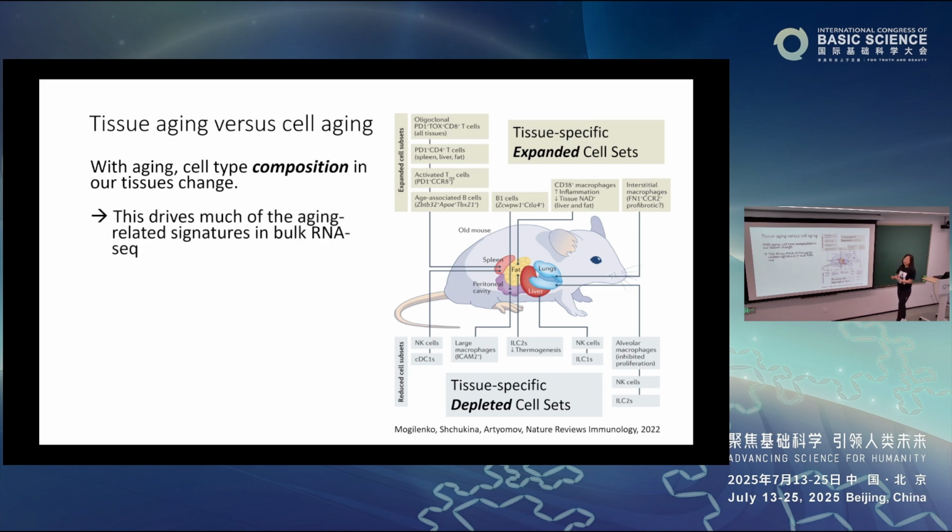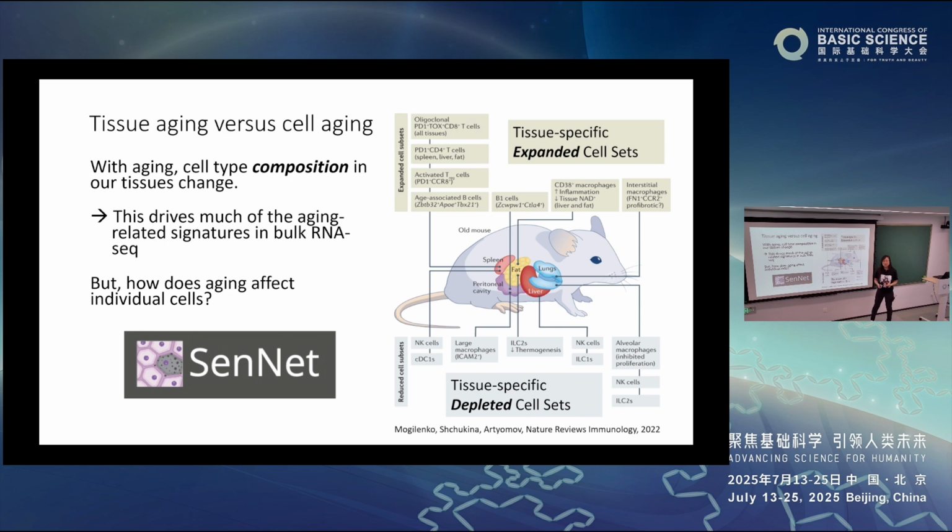So what we know is that a lot of the aging signatures in our tissues are driven by changes in cell type composition, not single cells aging, not specific cells changing. So it's basically a population shift rather than individual cells aging. The question then is, as we age, how does that change our individual cells?